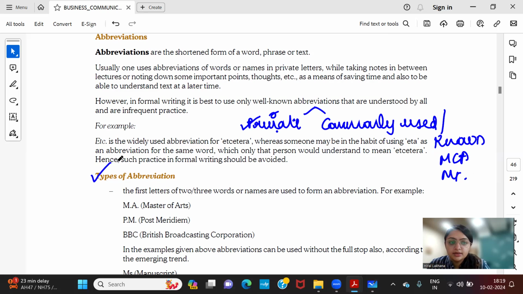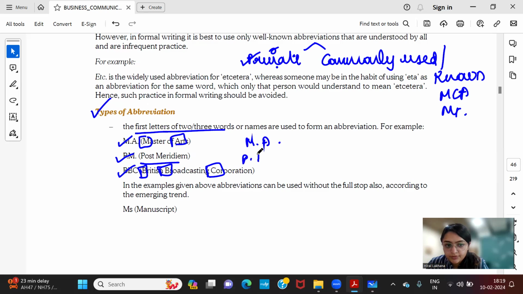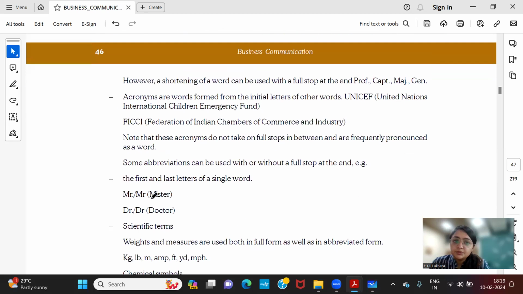Now, let's see the types of abbreviation that we have in the English language. First, the first letters of two or three words are used to form an abbreviation. So we have MA, which is the first letter of these two words, Master of Arts. Then we have PM, which is Post Meridiem, and BBC, the British Broadcasting Corporation. Now, if you see here, these abbreviations are all used with a full stop. There can also be abbreviations, that is, short forms of a word, which are used without a full stop. For manuscript, we can use the abbreviation MS, but there is no full stop after MS.